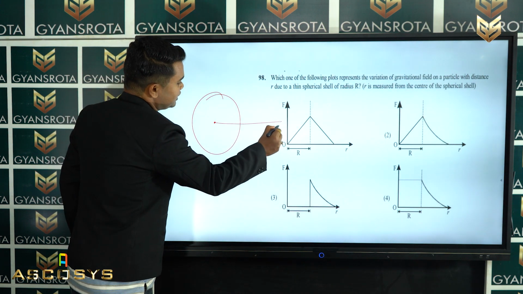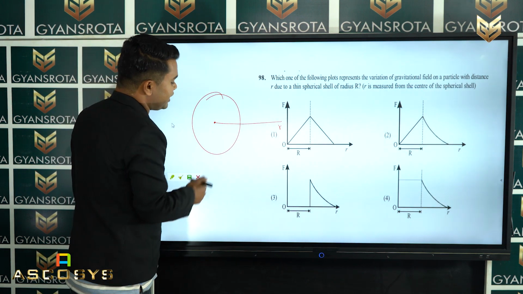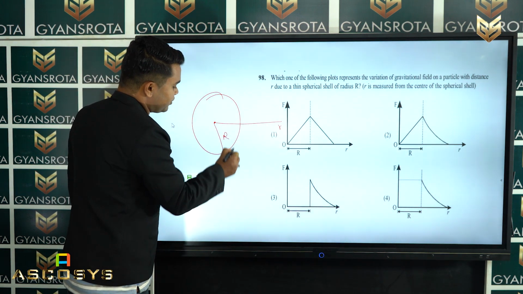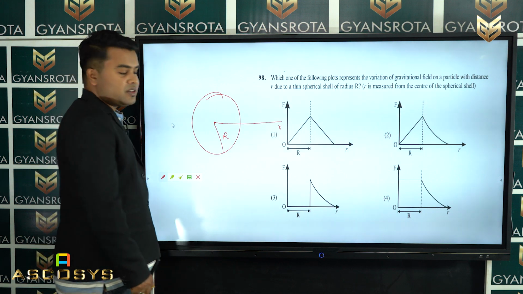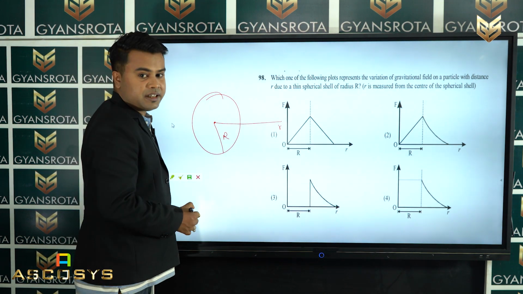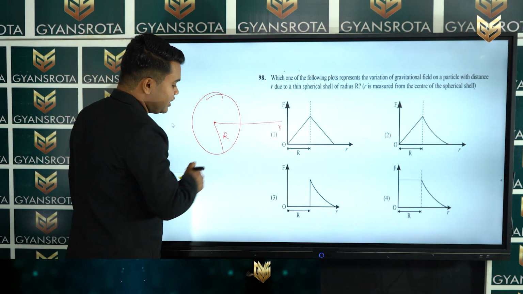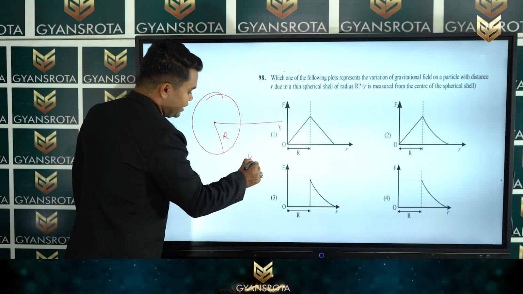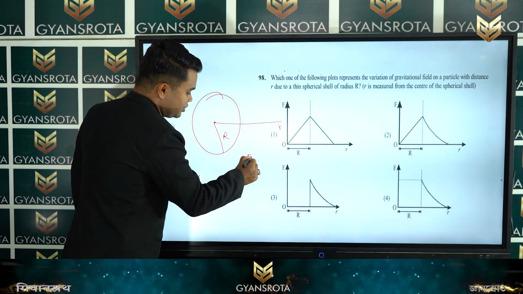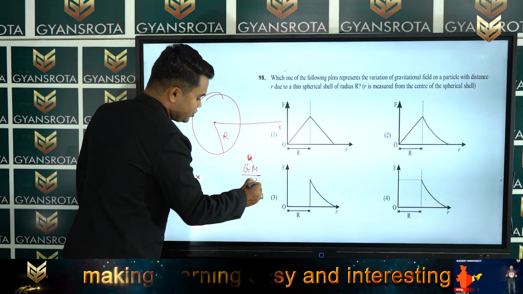From here, suppose this is a distance r. Here it is not saying that the r is the radius. This one will be the radius of the earth. Fine. So what is the formula? If you calculate the gravitational field, it will be K, that is G m by r square.